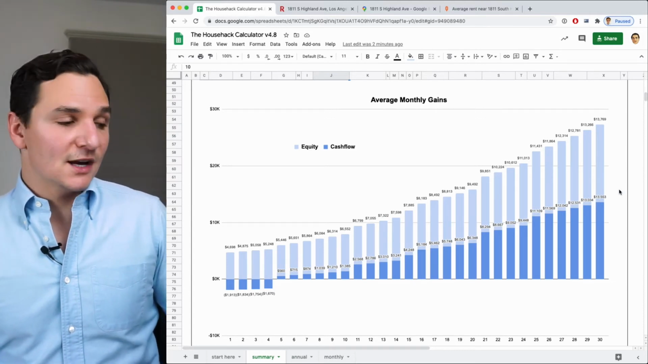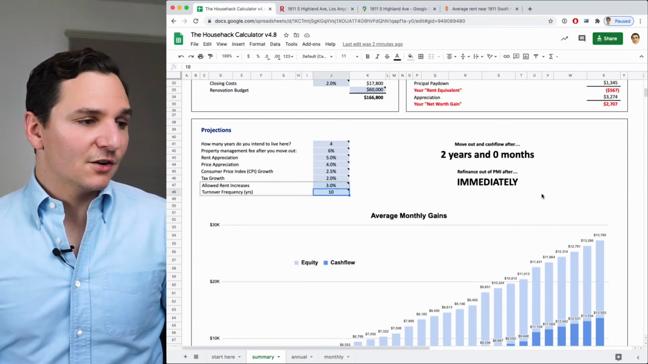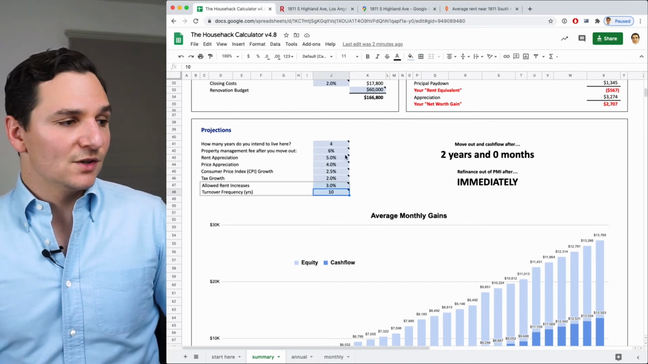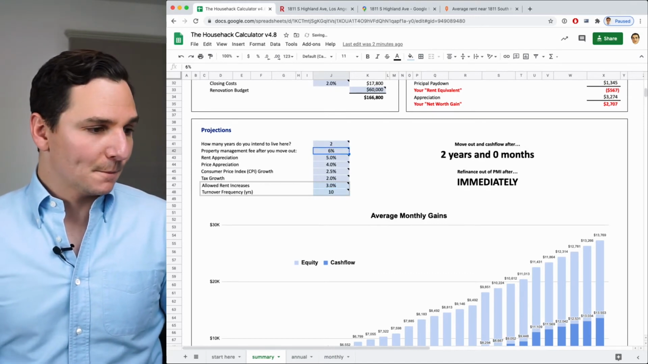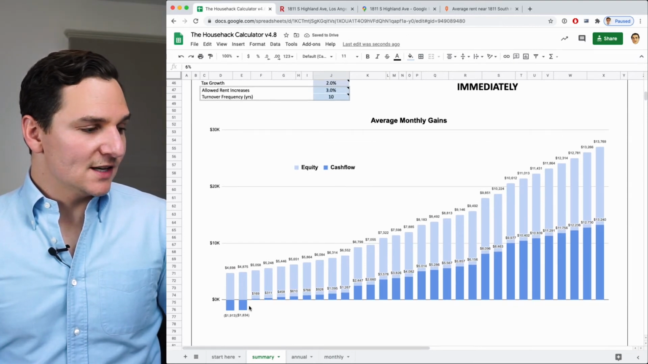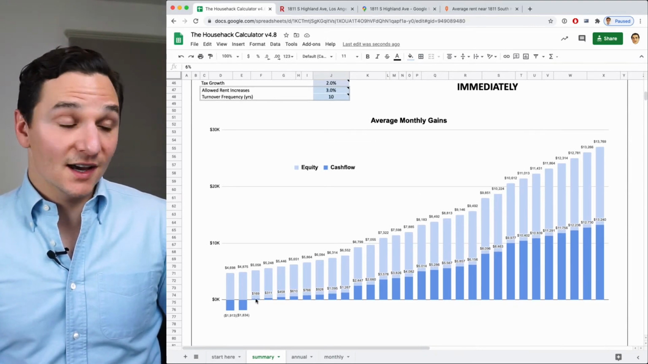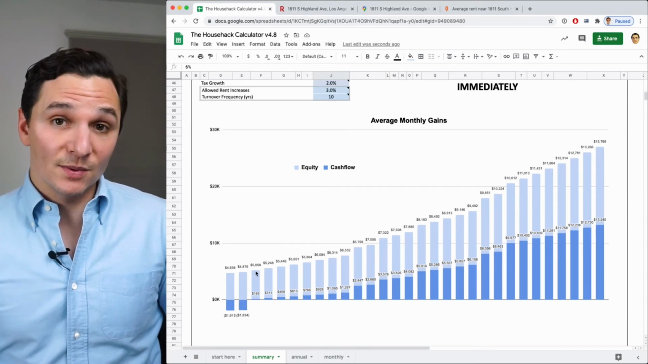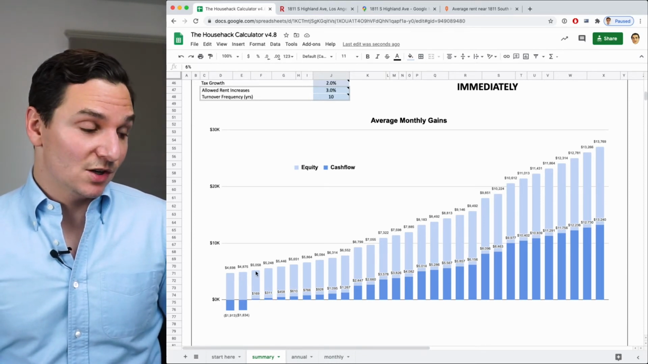Now we can play with this and see how the numbers look. For example, the calculator tells us that we can move out and cash flow after 2 years. Let's take a look at that. So if we move out after 2 years, in year 3 we'll cash flow $169 per month. And our equity gain will be $5,000 per month, which is pretty awesome.